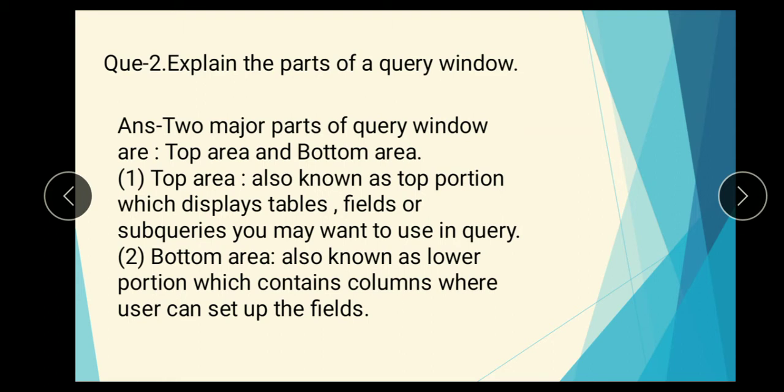Second, bottom area. The bottom area, also known as the lower portion, contains columns where the user can set up the fields. The bottom area is the lower portion of the window, which contains columns where the user can set up fields.